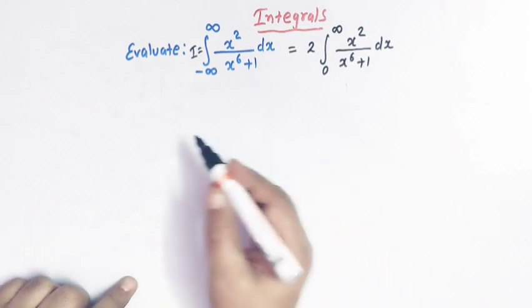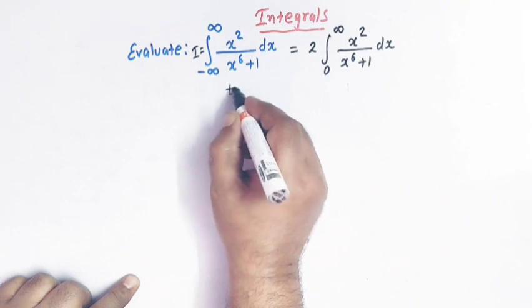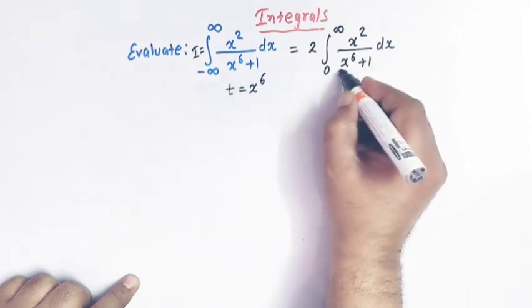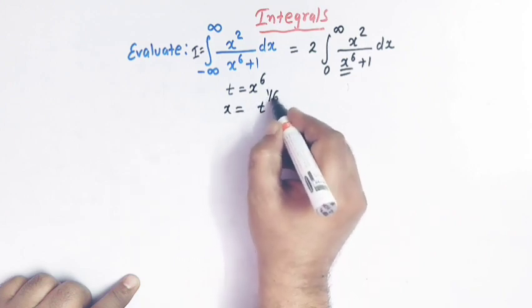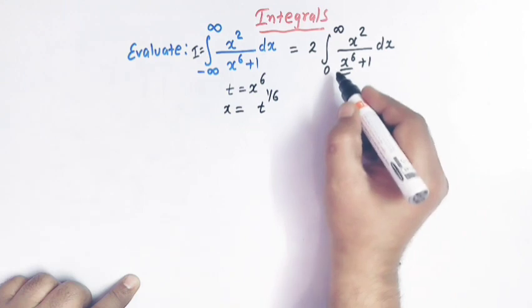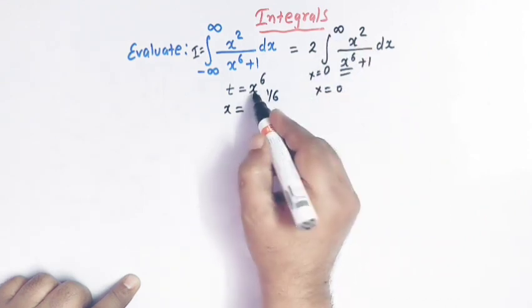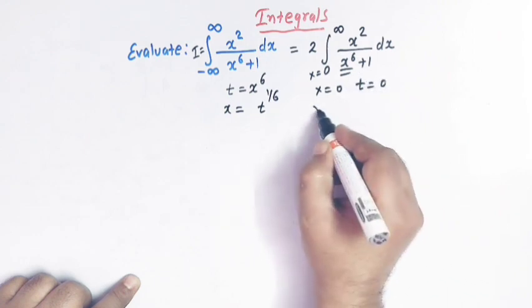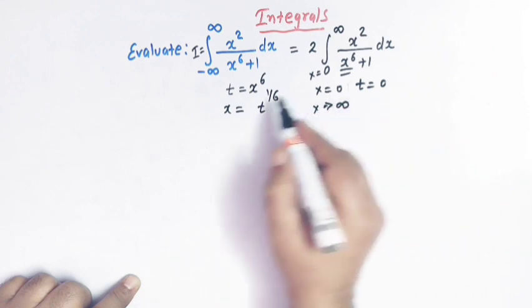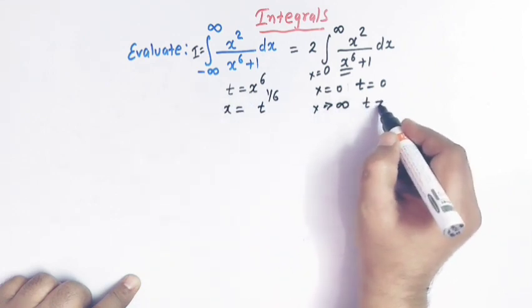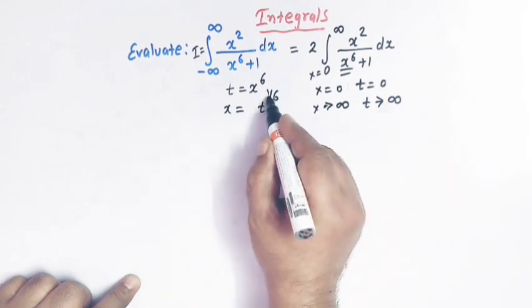So now let us make use of the method of substitution, right? So here what we will do, we'll take t equal to x raised to 6, so that x is equal to t raised to 1 over 6, and here the limits of integration vary from 0 to infinity. So when x is 0, then t is 0, and when x tends to infinity, then obviously t also tends to infinity, right?